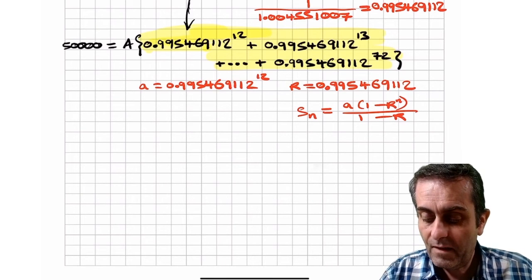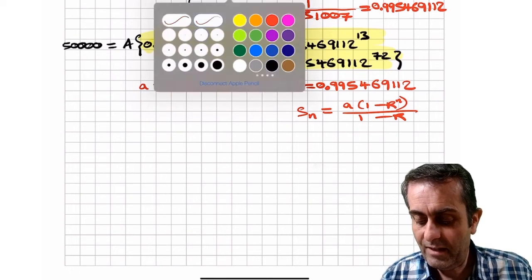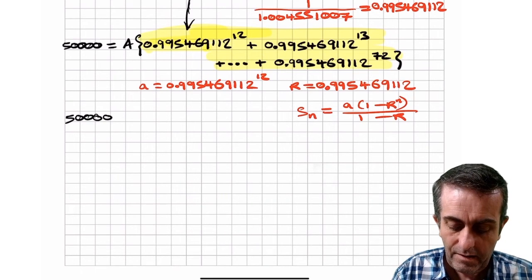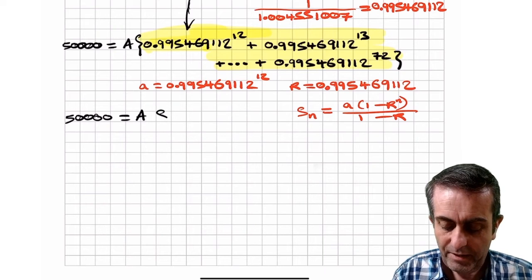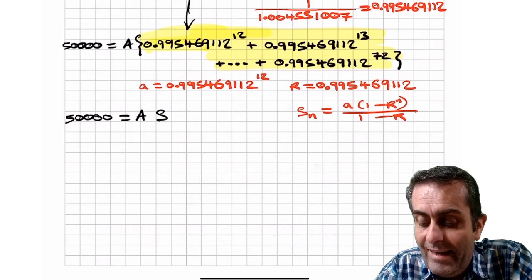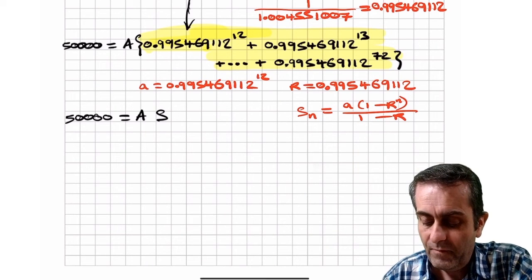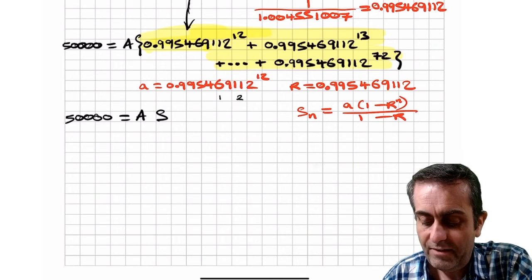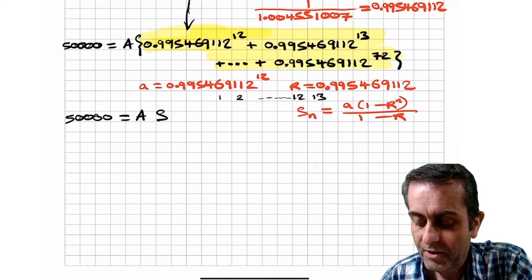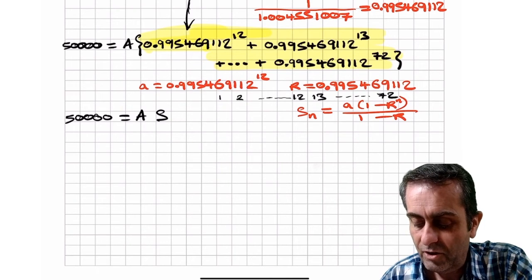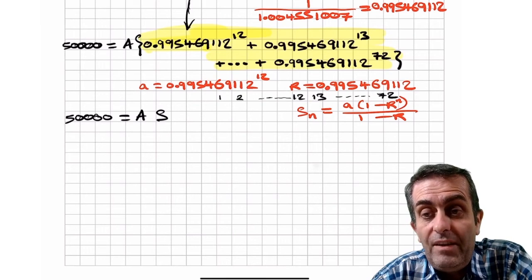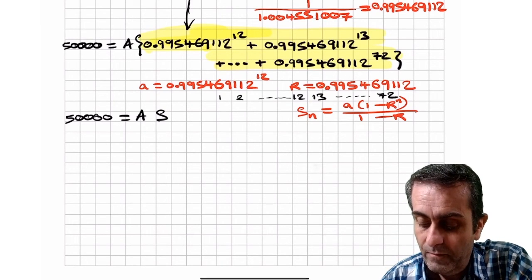So on our next line, we now go back to basics and we say 50,000 is equal to A multiplied by the sum of a given number of terms. Now, be very careful here. If we had term 1 and then term 2 and then all the way up to term 12 and then term 13 all the way up to 72, we would have 72 terms. That's if we started at 1 and continued up to 72.